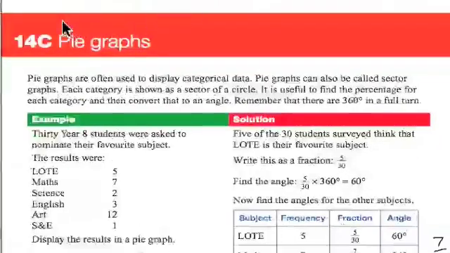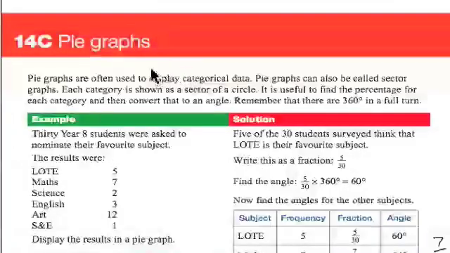Right, we're looking at pie graphs today. Now, pie graphs display separate pieces of information. That's called categorical data. Categorical is separate little pieces of information, separate little categories. And we're dealing with a circle, so we're dealing with 360 degrees.